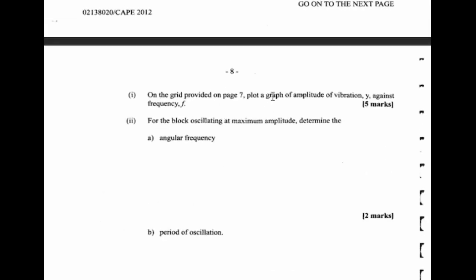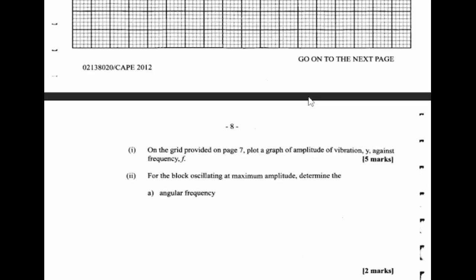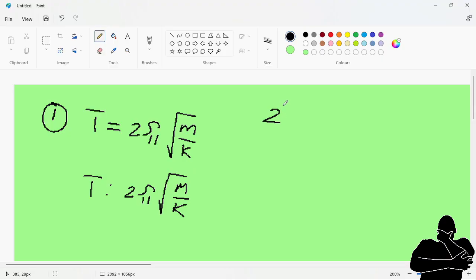So down here on the grid on page 7, plot a graph of amplitude of vibration Y against frequency F. So we're going to have to plot a graph. Let's get into that right now. So I'm going to plot a graph.